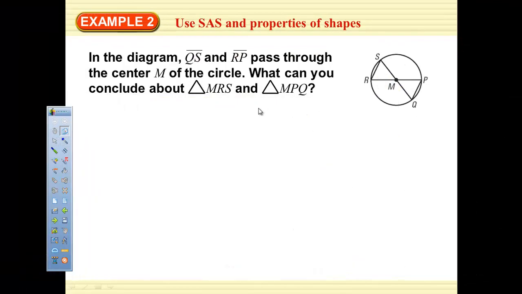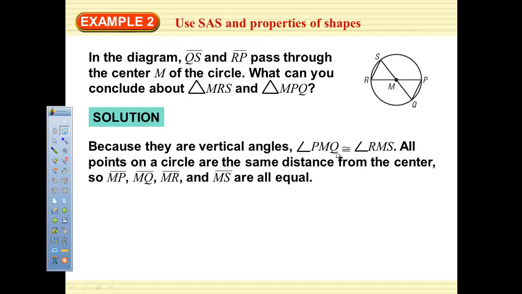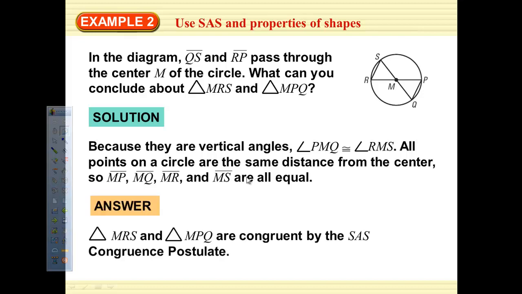So we're going to do that real quick, just informally, not as a formal proof. Because of the vertical angles, we can say PMQ and RMS are congruent, and then all of those lengths are equal because they're all radii. And finally, we can state the two triangles are congruent by side angle side.